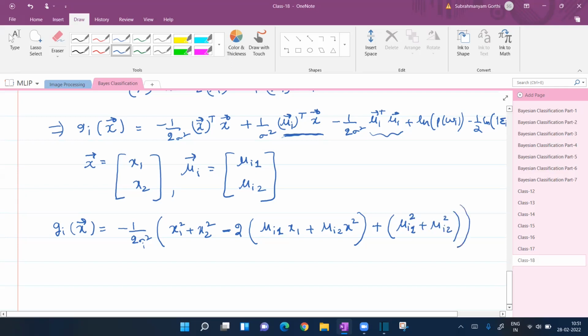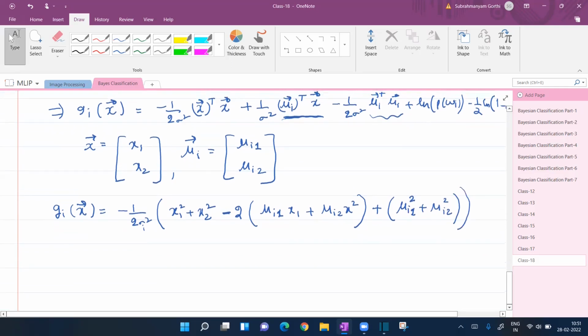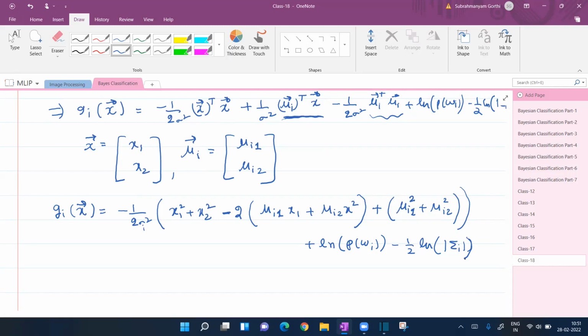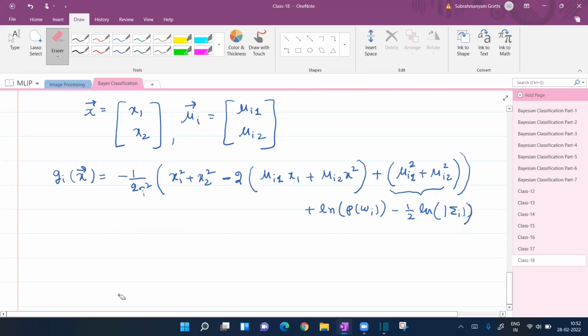Right. I have few more terms which are kind of constants now, having nothing to do with omega I, which is natural logarithm of probability of omega I minus 1 by 2 natural logarithm of determinant of sigma I, that is what I get there. Now, in terms of x1 and x2, see, this term is a constant here. You could see here for a given sigma I, this term is a constant. You simply tell me this first.